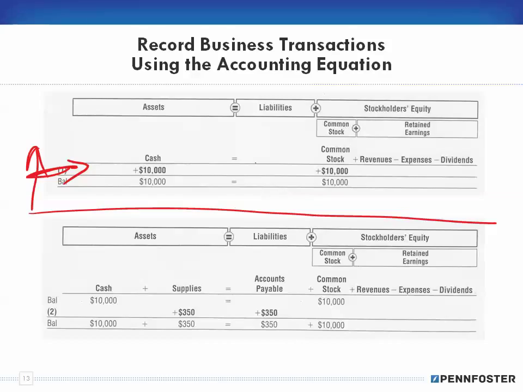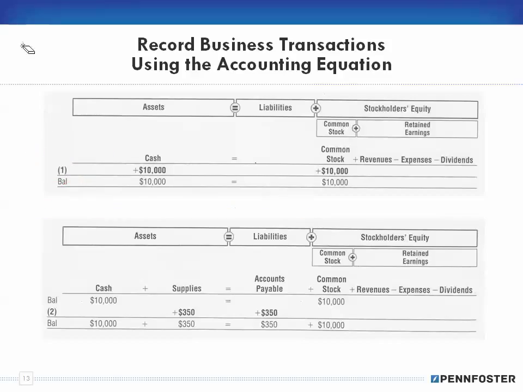Okay, so in the last video we talked about this particular transaction. Now I started to go into a little bit more detail, and we're going to see more.